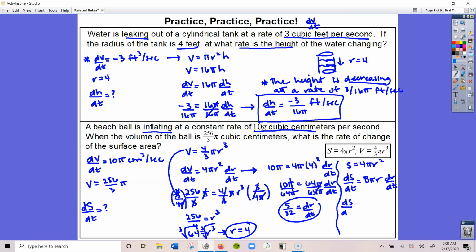So dS/dt is going to equal 8 pi times the radius, which is 4, times dr/dt, which is 5 over 32. Now 8 times 4 is 32, so that's going to cancel with my 32. So dS/dt is equal to 5 pi, and now we have to look at my units. This is area, so this would be square centimeters, or centimeters squared per second.